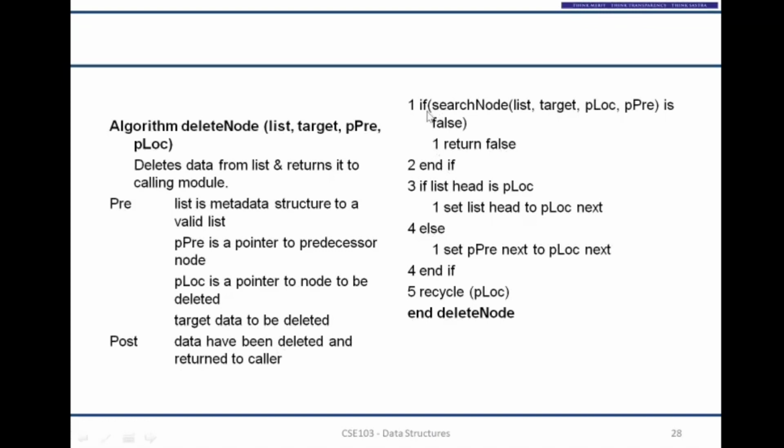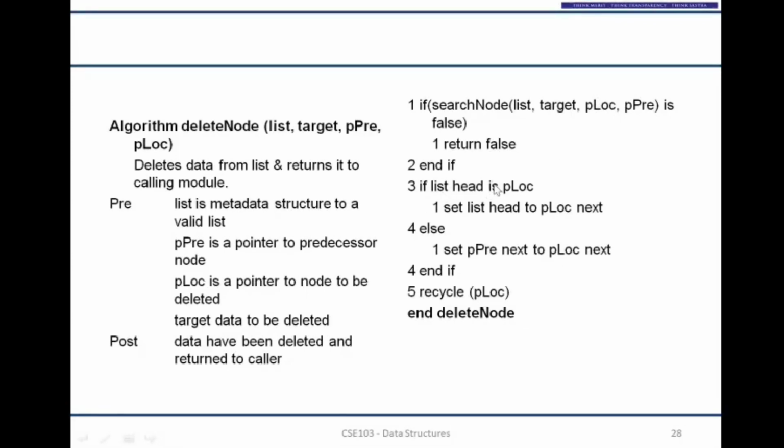See here, if search node. What is the search node? This is the previous algorithm. The previous algorithm we are calling. If it is true, the element exists, then the predecessor node's address will be stored in pre, and the element which we need to delete, that address will be stored in P location. Now, if it does not exist, we are returning false. If search returns false, we are returning false. Otherwise, the P location will contain the current node, and the P predecessor will contain the predecessor node's address.